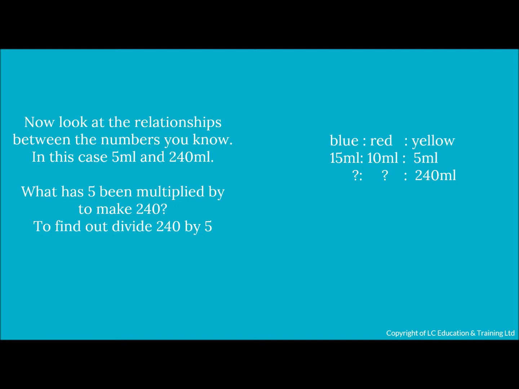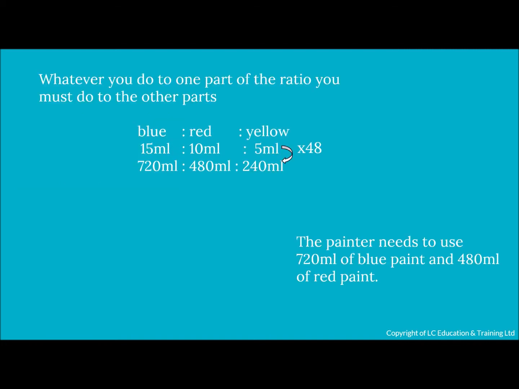So if we look at the final step, doing that division gave us 48. So 240 divided by 5 is 48, which means that all the parts along the top have to be multiplied by 48 to get the new numbers at the bottom. So that means we need 720 mils of blue and 480 mils of red.